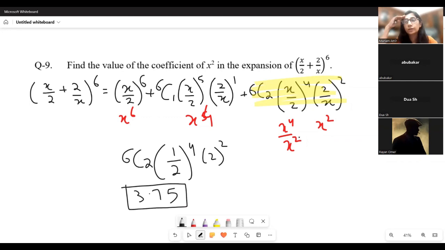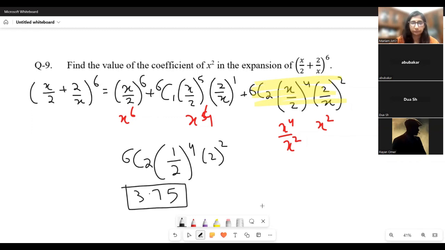So what we did here, we had to find the coefficient of x squared. The first term was not the x squared term, it was the x power 6 term. The second term was also not the x squared term, it was the x power 4 term. But the third term came out to be the x squared term, and we found its coefficient, and that is our answer.